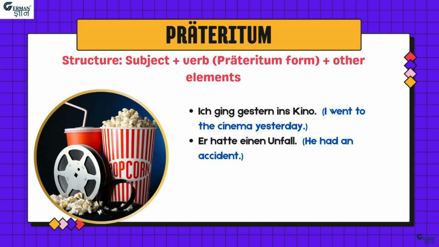So here the sentence structure, as you can see, is the same as present, but instead of gehen I have written ging, which is the Präteritum form of the verb gehen. Another example is "Er hatte einen Unfall", means he had an accident. Now again the sentence structure is the same as present, but the conjugation of the verb at the second place, which is of haben, is hatte and not hat. So this is the basic difference between present and Präteritum.